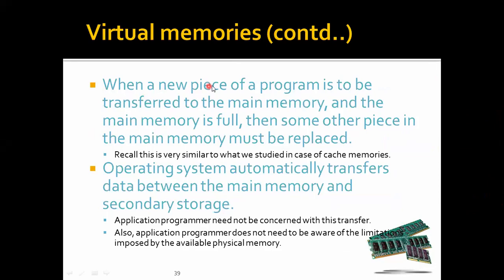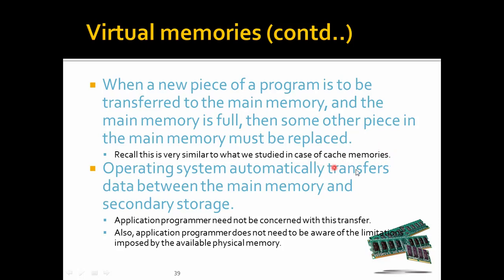When a new piece of a program is to be transferred to the main memory and the main memory is full, then some other piece in the main memory must be replaced. That means some other memory is also added to the main memory whenever the main memory is filled. Recall, this is very similar to what we studied in the case of cache memories.